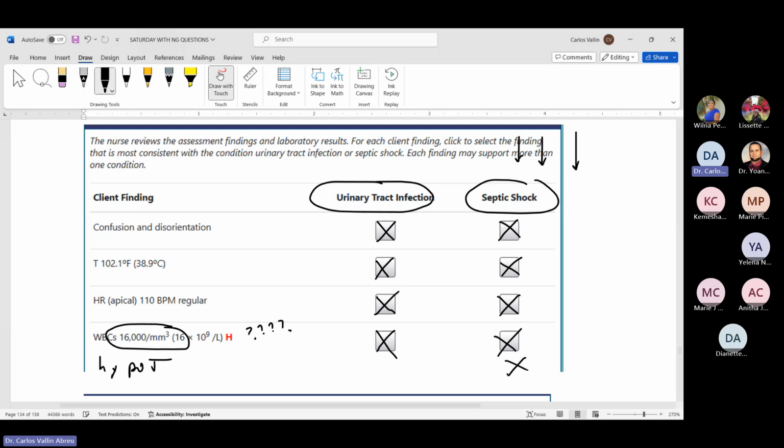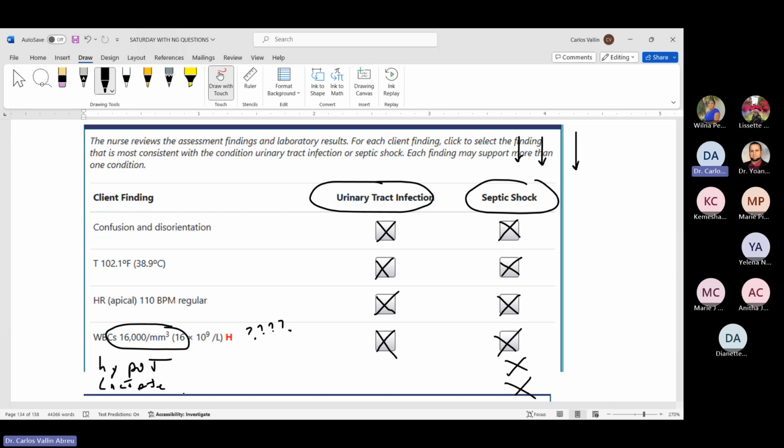You see that in septic shock. What else is important here? Lactic acidosis, the presence of elevated lactate in blood. If the lactate is not elevated, it is a urinary tract infection. But if the lactate is elevated, it suggests septic shock. You understand? And what else could be here?